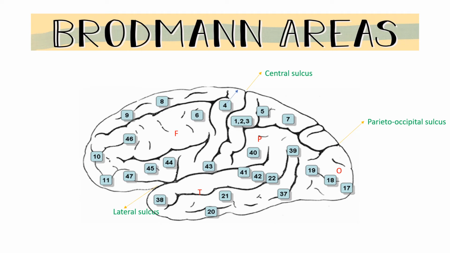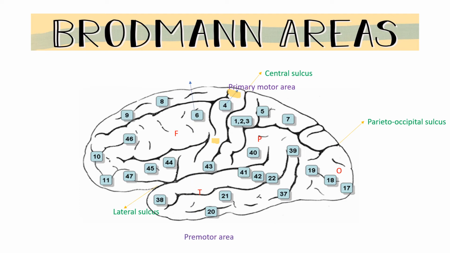The area number 4 is the primary motor area. It is situated just in front of the central sulcus, in the precentral gyrus. This area is responsible for the movement of specific parts of the body. The uppermost part of the primary motor area is responsible for the movement of the feet, and the lowermost part is responsible for the movement of the head, neck and fingers.